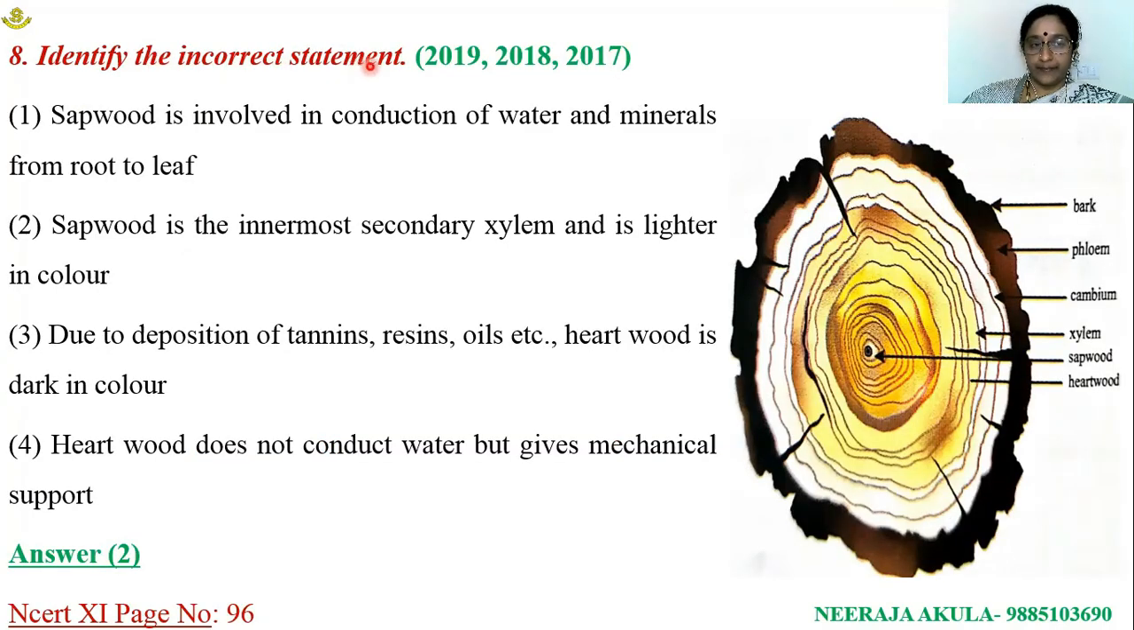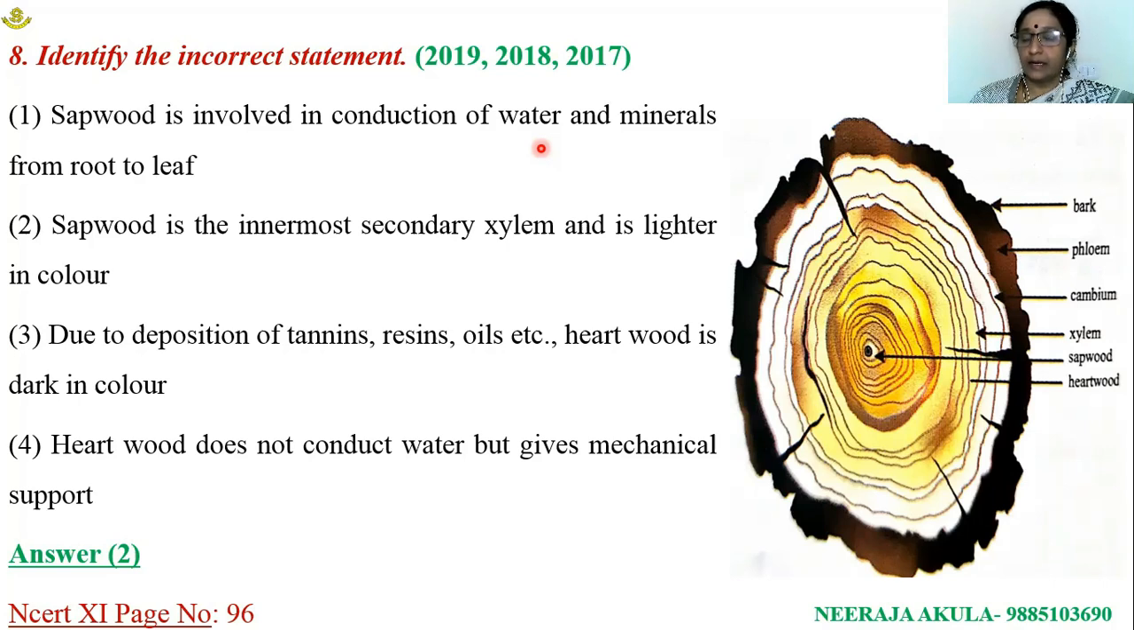Identify the incorrect statement. This is a question related to secondary growth in dicot plants. Every year we are getting a question right from this specific area. Based on the location, the wood is categorized again into 2 types. Heartwood, and another one is sapwood.